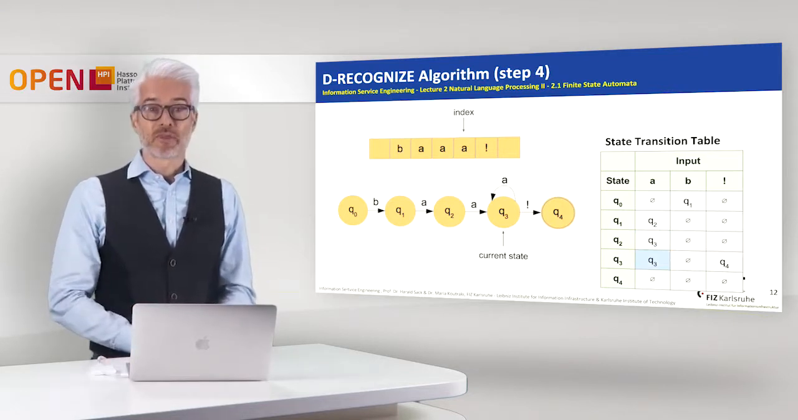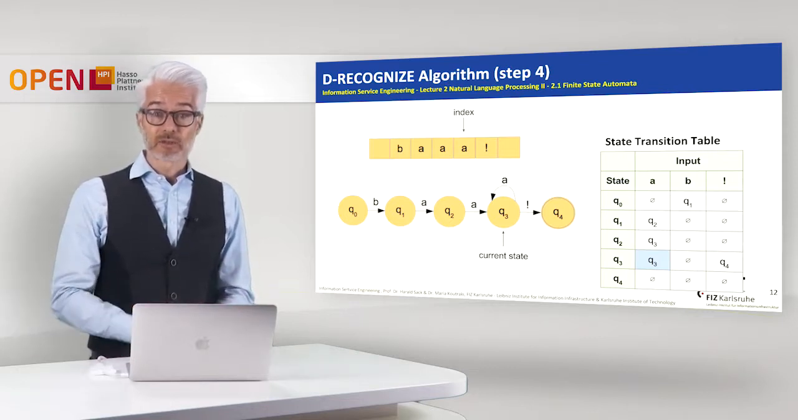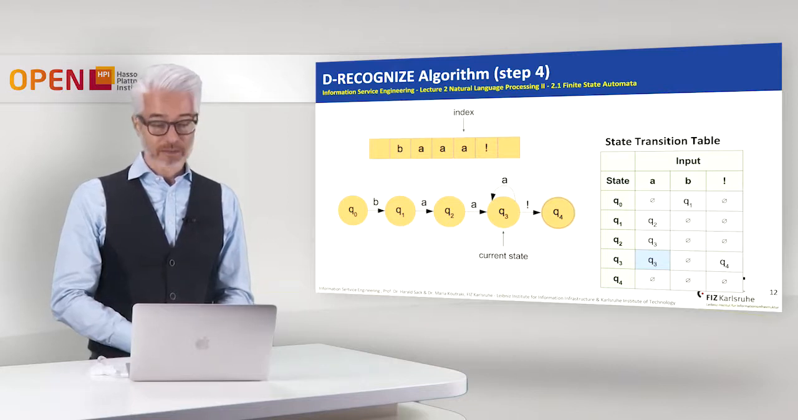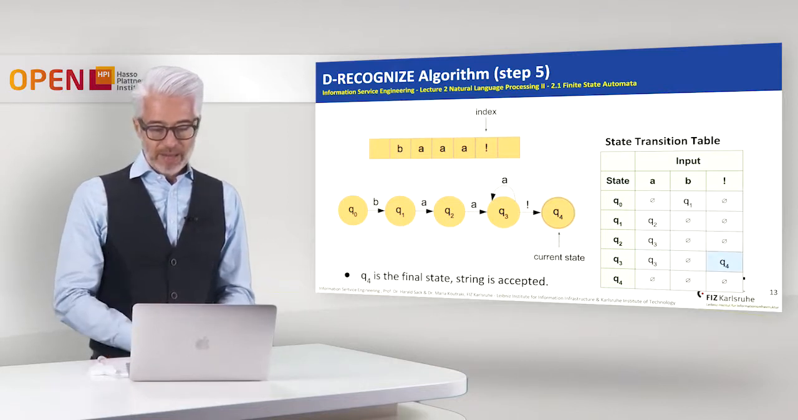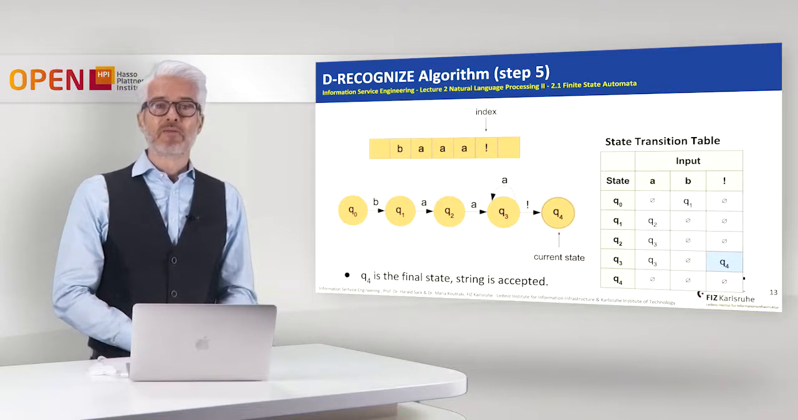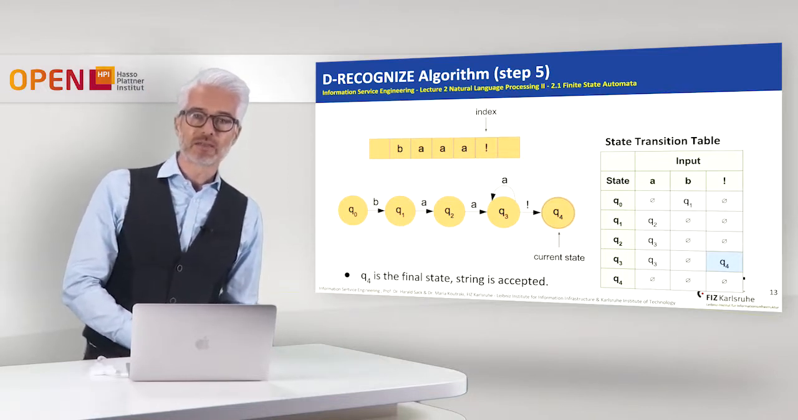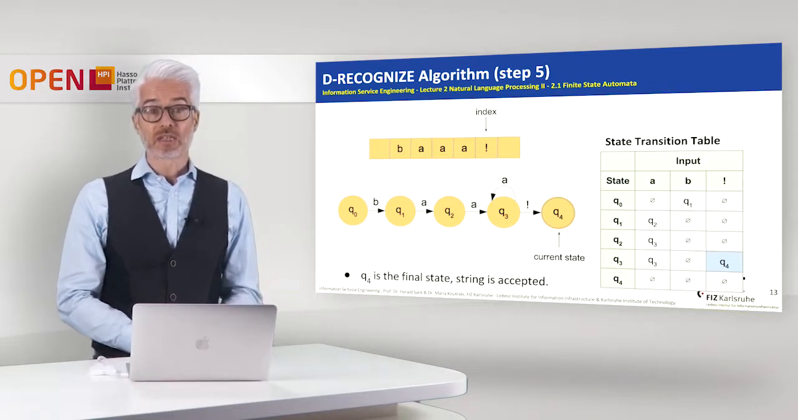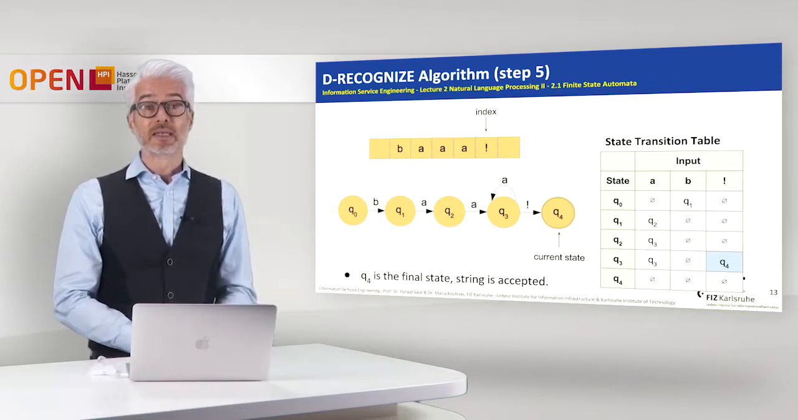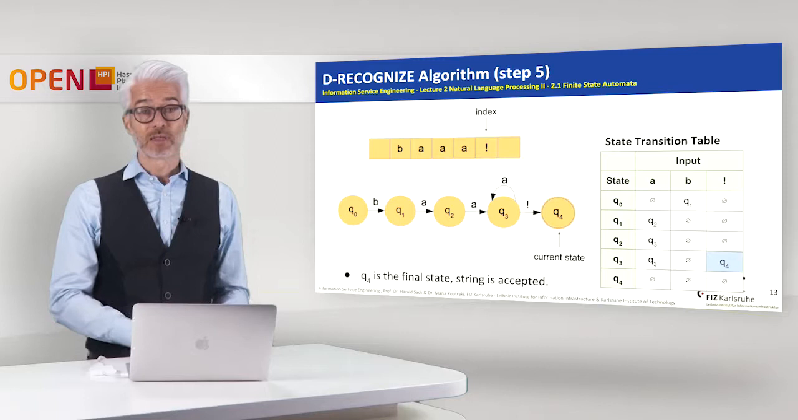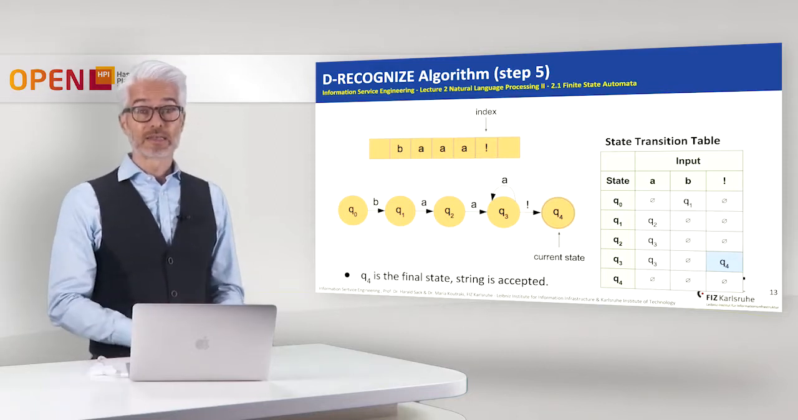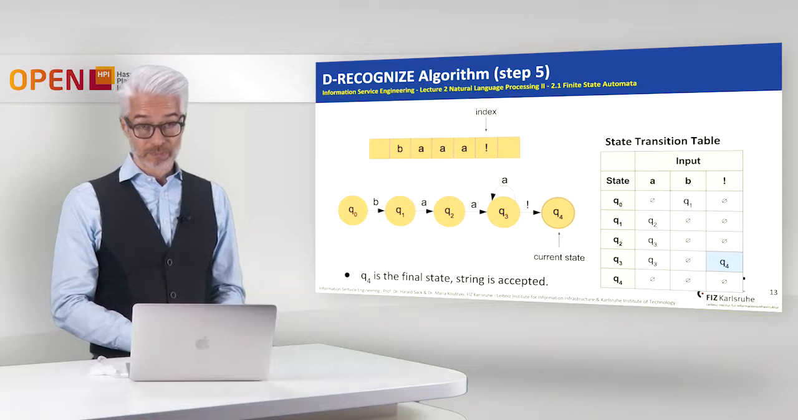Now we are in Q sub 3. The index has proceeded again. We are reading an A, which means, looking at the state transition table, we remain in state Q sub 3. And then for the last time we have read the exclamation mark, and therefore we proceed from Q sub 3 into the state Q sub 4, which is our final state, which means exactly the string that we have read has been accepted. So this is the simple algorithm that shows us how exactly a finite state automaton works.